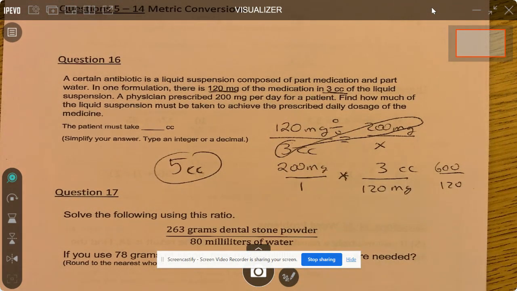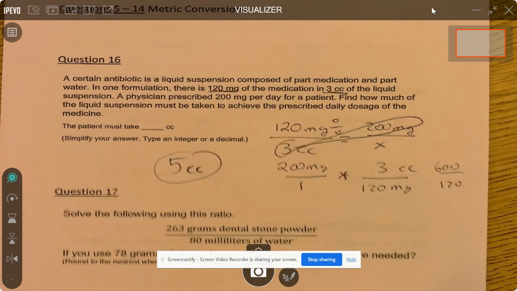It would make sense that the answer needs to be more than 3 cc's, because if you had 120, you have 3 cc's, but we got more than 120, so we have 5 cc's.